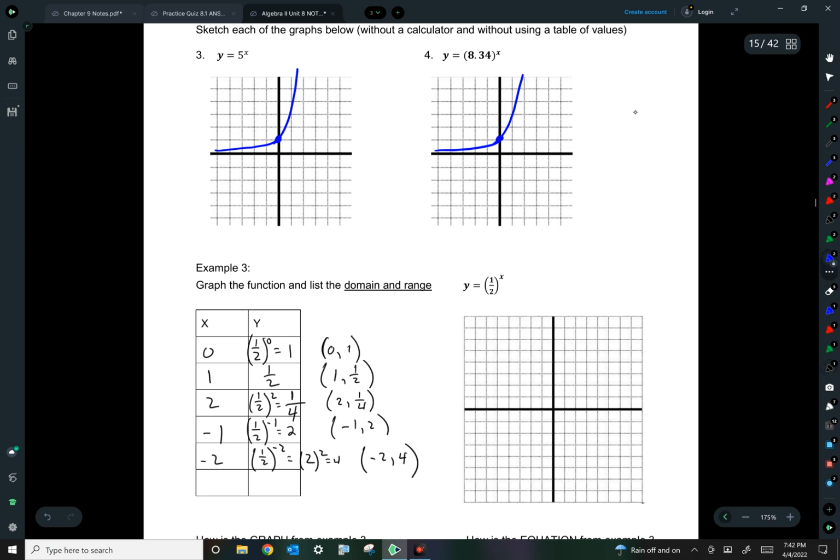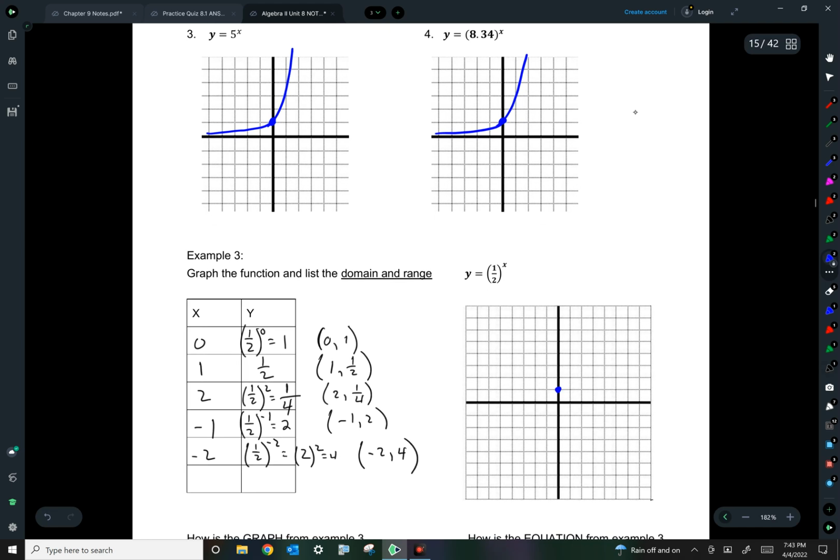All right, so let's put these on. I still have a y-intercept at 1. At +1, I'm at 1/2. At +2, I'm at 1/4. So it is getting closer to the x-axis, but now it's on the right side. My next point is -1, 2. And then -2, 4.